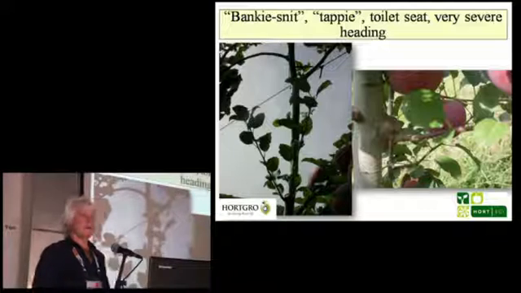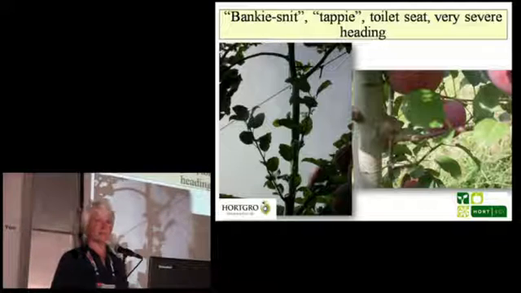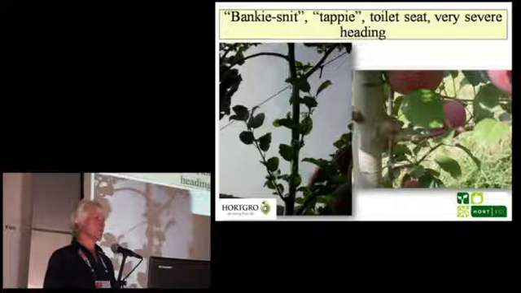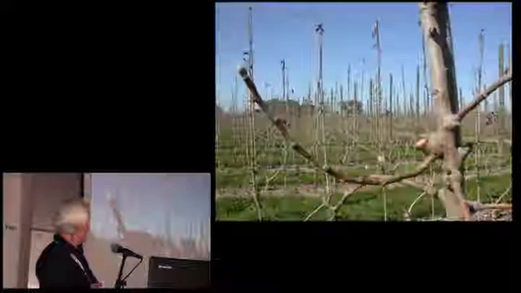Okay, then there are a number of other cuts that are just variations of these, the so-called bunkie or tuppy or toilet seat or whatever you want to call it, where we cut a heavy shoot out in the tree, and it's a heading cut. We are leaving a tiny little piece of the original shoot behind, and the response is getting weak growth developing from that.